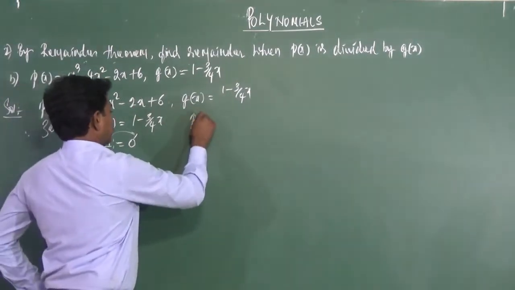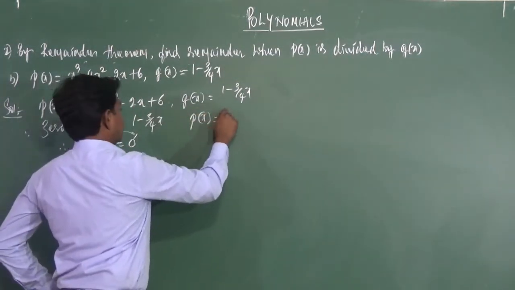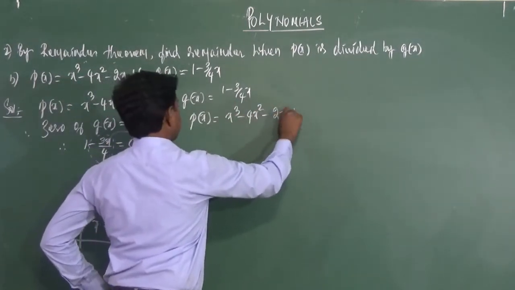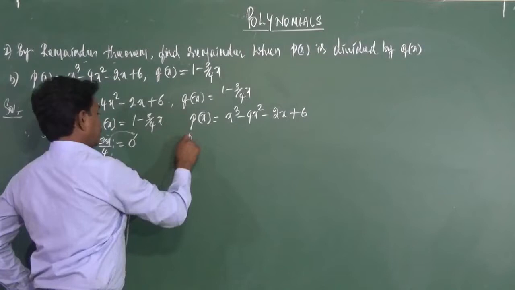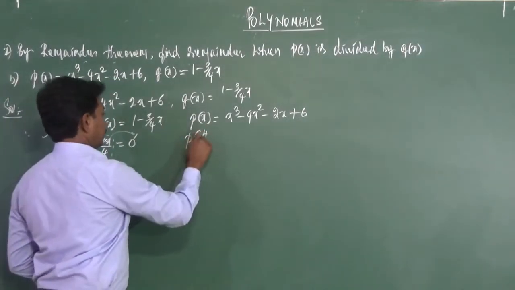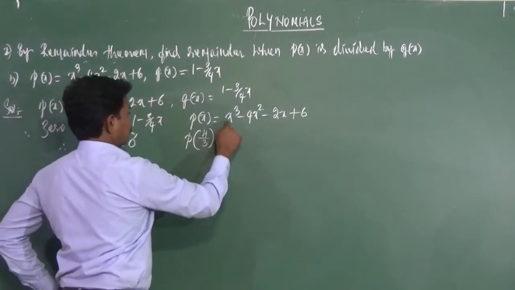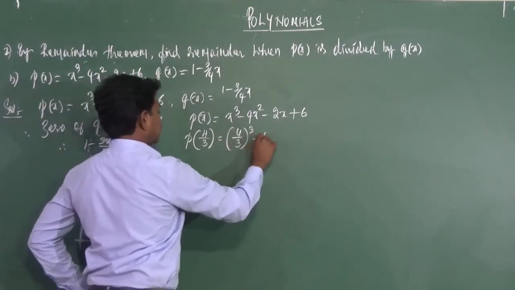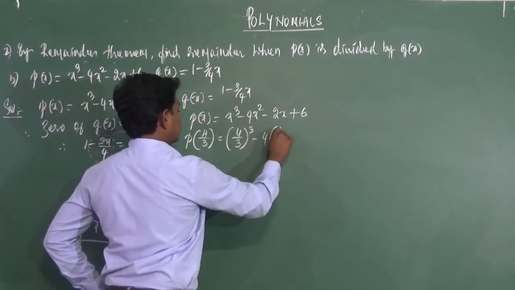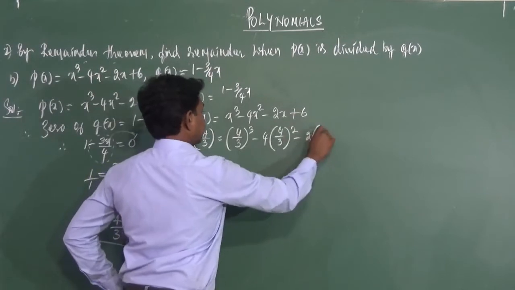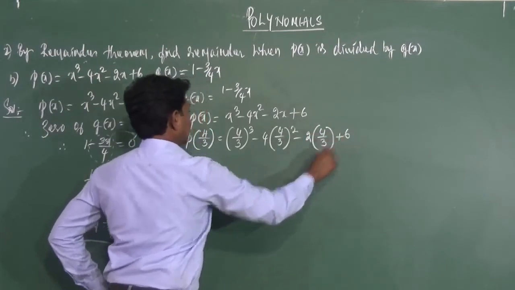Now let us take the polynomial. So p of x is equal to x cube minus 4x square minus 2x plus 6. So the value of x is 4 by 3. We will put this 4 by 3 here, instead of x we have to take 4 by 3 whole cube minus 4 into x square, that is 4 by 3 whole square, minus 2 into x, that is 4 by 3, plus 6.